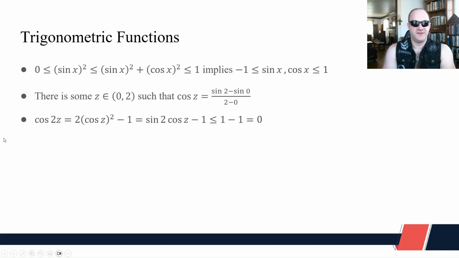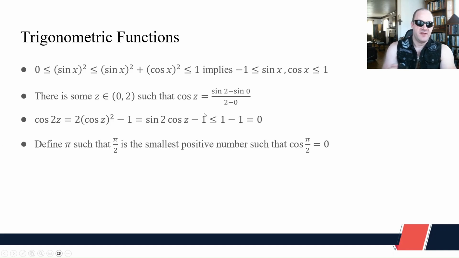And so what we're going to do is we're going to say, look, we're going to define pi. So this is where pi comes into being, but we're going to define it analytically instead of geometrically. We're going to say, look, pi is going to be the number such that half of that is the smallest positive number such that cosine of pi over 2 equals 0.